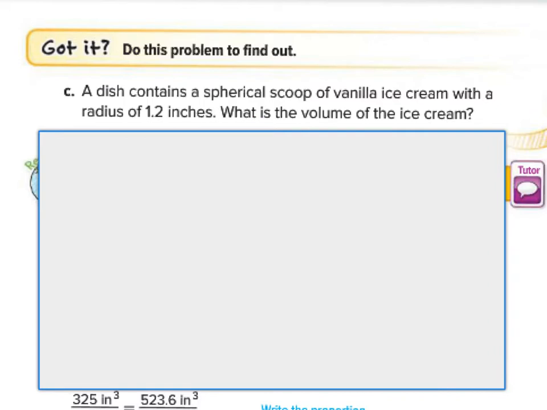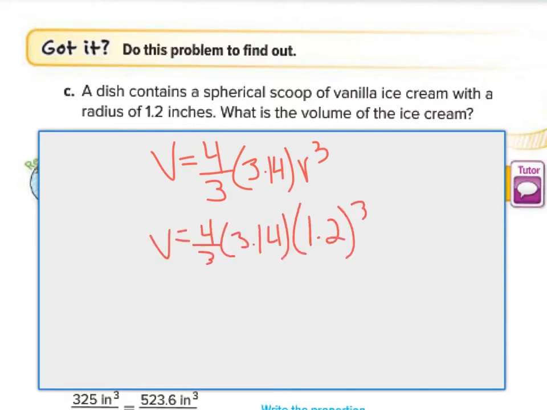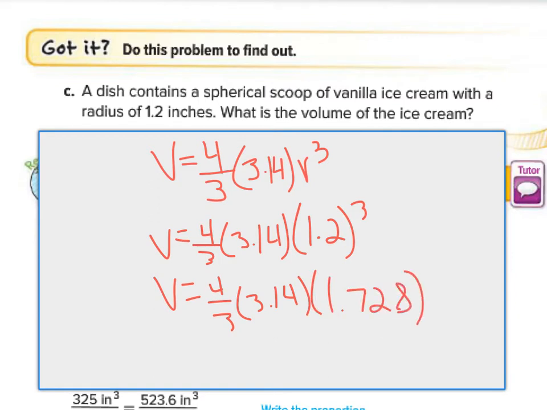Okay, let's write down the formula. And I jumped ahead and wrote pi as the decimal already. And now let's replace our radius. And when I solve for the exponent, I get 1.728. And now I can just simply multiply straight across, right?